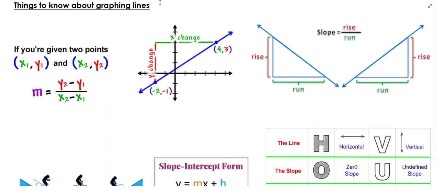All right, hello students. This is a video on what you should know about graphing lines. So you should know that if I give you 2 points, you should be able to calculate the slope. Okay, let me get a pen. So it'll look something like this.